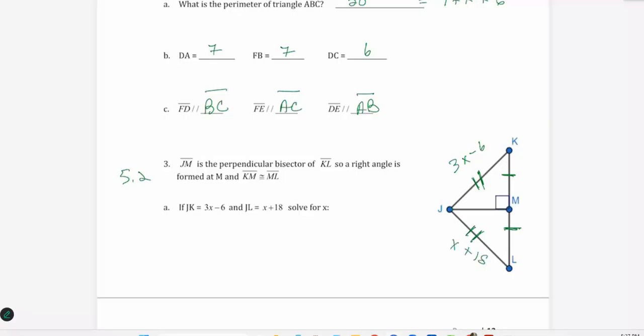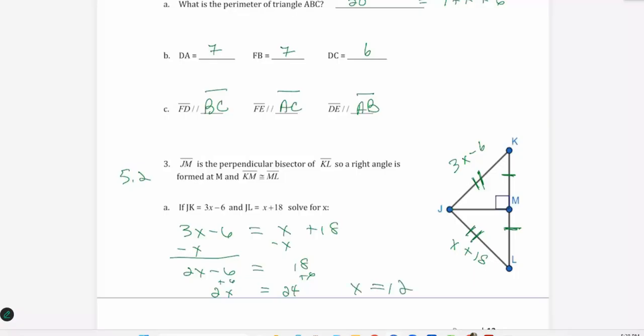So then they say JK is 3x minus 6, and JL is x plus 18, solve for x. Well, I just pointed out that that's an isosceles triangle, so I can set those 2 pieces equal, and I'm going to move my x's around. So that gives me 2x minus 6 equals 18. Add 6 to both sides. So 2x equals 24. So I'm getting x equals 12.